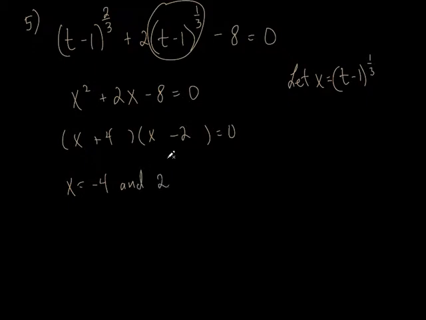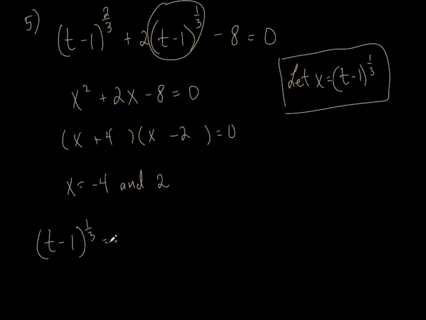But that's not our answer. We don't circle that, do we? Because we're not solving for x. We're trying to find t. So we're going to go back to this again. See, x is equal to this, isn't it? So I'm going to put 2 of these, because x is equal to 2 different answers. I'm going to put this equal to negative 4, and this equal to 2. So it's (t - 1)^(1/3) equals negative 4, and (t - 1)^(1/3) is equal to 2.